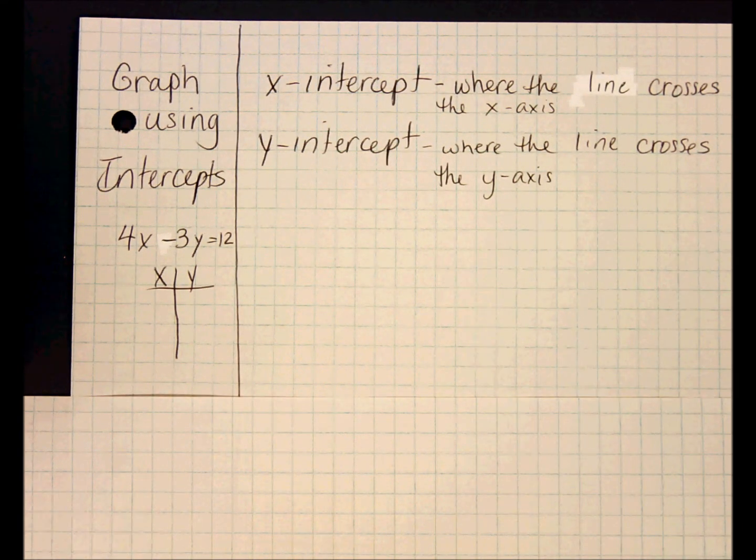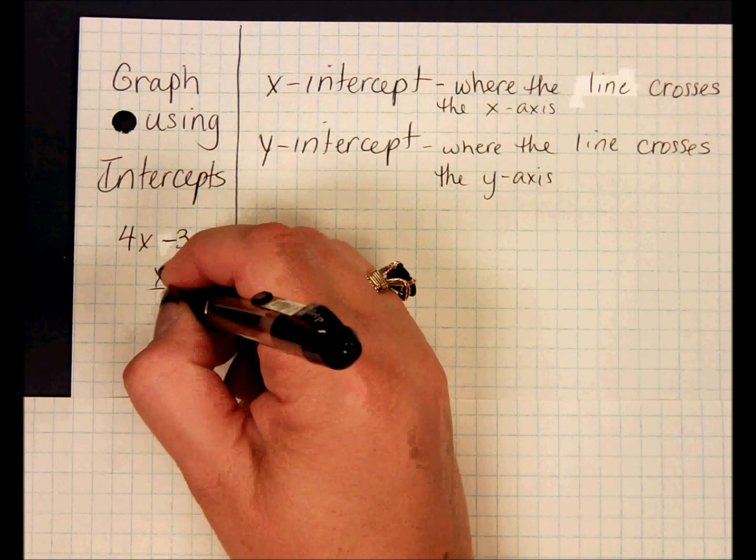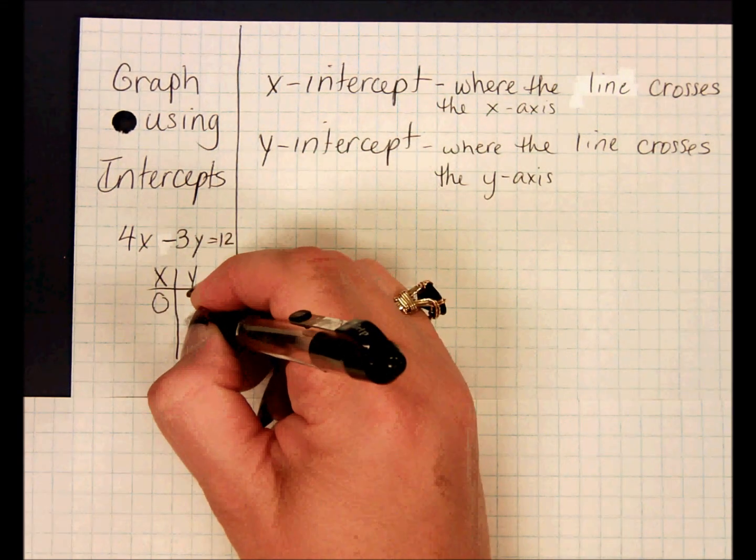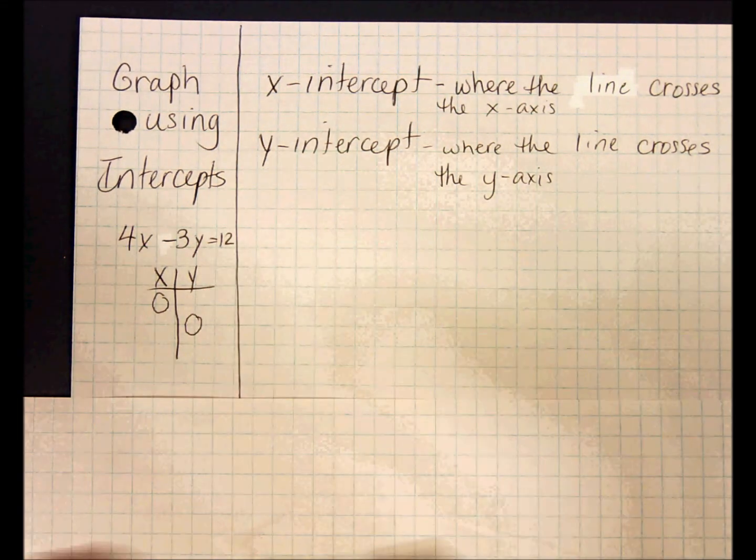And let me put in a disclaimer. I do not care how you graph. If it asks you to graph something, then use the one you're most comfortable with. If you like the t-chart, always use a t-chart. If you like using slope and y-intercept, use slope and y-intercept. If you like using the intercepts, use the intercepts. I'm going to show you all three. You make your choice. So we're going to look at what happens when x is 0 and when y is 0. Those are your intercepts.